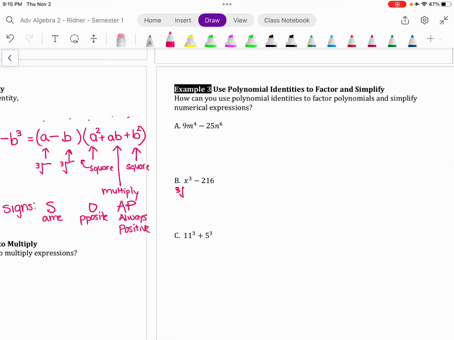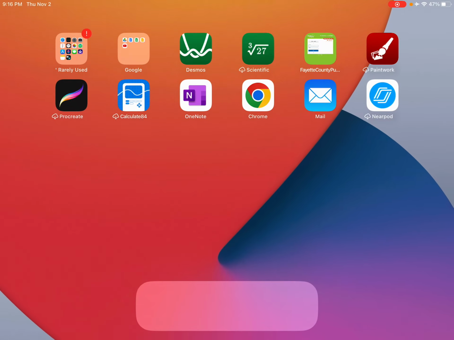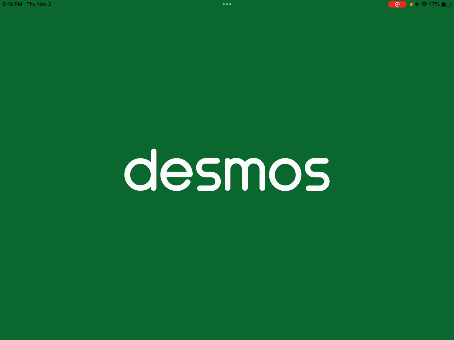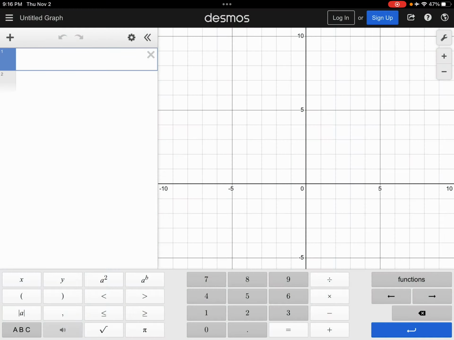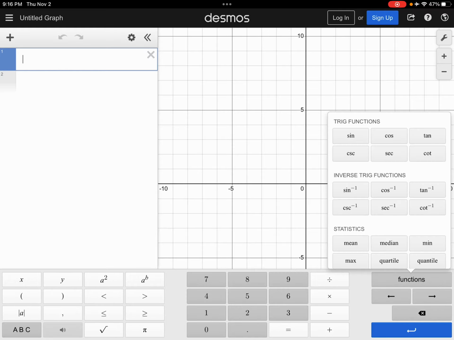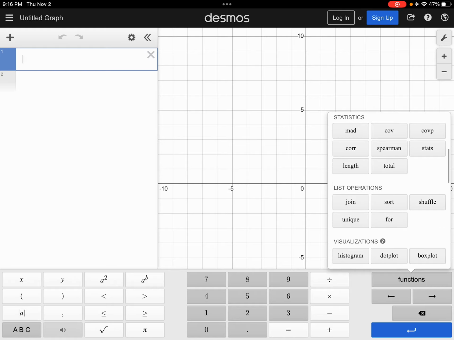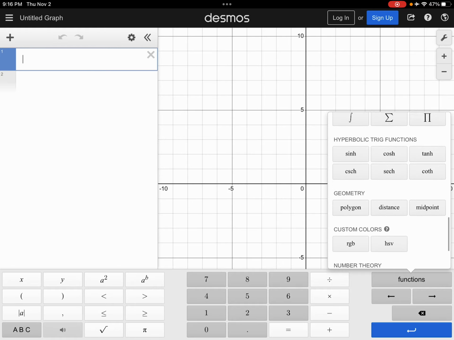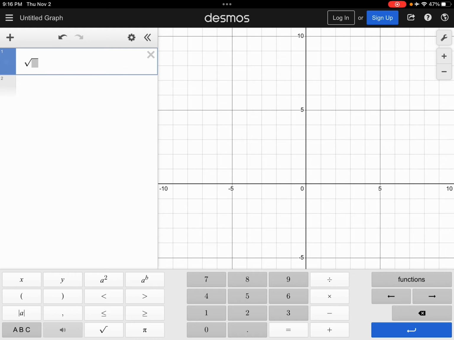So the cube root of x cubed is just x, and the cube root of 216 is 6. If you ever don't know and you think it's a perfect cube, go to Desmos. Find your keyboard there at the bottom and then make it pop up. I'm going to have to hit some different buttons. I think for you on a Chromebook, it should just pop up and you don't have to go searching for it. I'm going to have to go searching for it. And it's down at the very bottom here. And then I can do the cube root of 216.